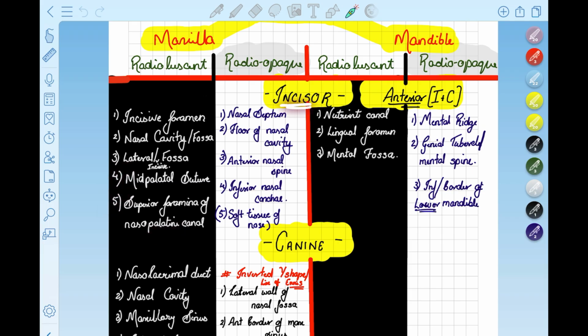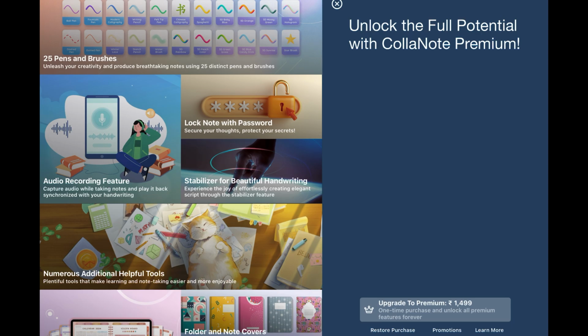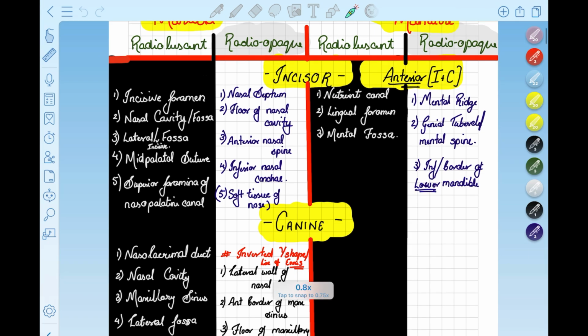Which are the radio-opaque structures seen in the incisor region? Nasal septum, the bony wall, floor of nasal cavity, which is also made up of bone, anterior nasal spine, also made up of bone, inferior nasal conchae, also made up of bone, hook-like projection, or we can say curved projection. Soft tissue of nose, which is formed by the superimposition, is also radio-opaque.